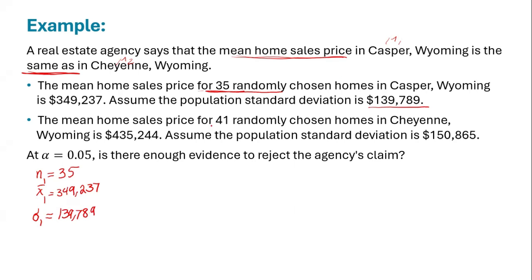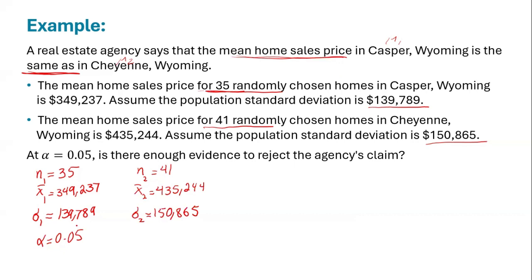And it says the mean home sale price for 41 randomly chosen homes, that's the second sample, is x bar 2 = 435,244. Assume that the population standard deviation, or sigma 2, is equal to 150,865. I know that alpha is 5%. And then the question is: is there enough evidence to reject the claim?